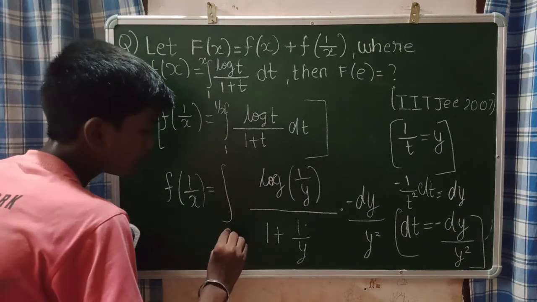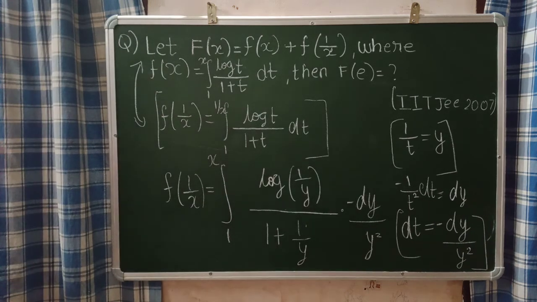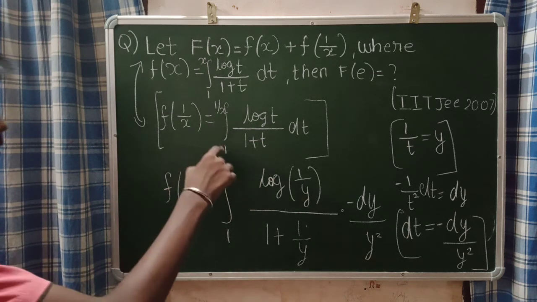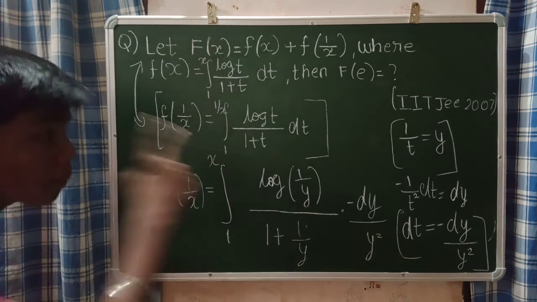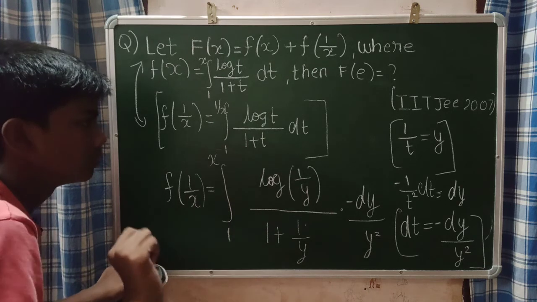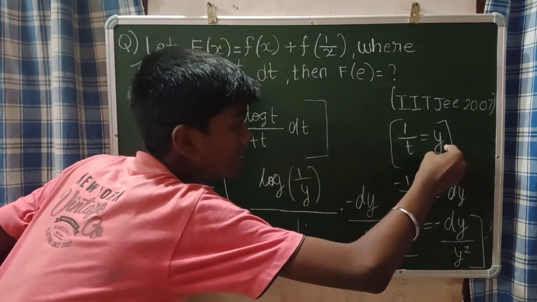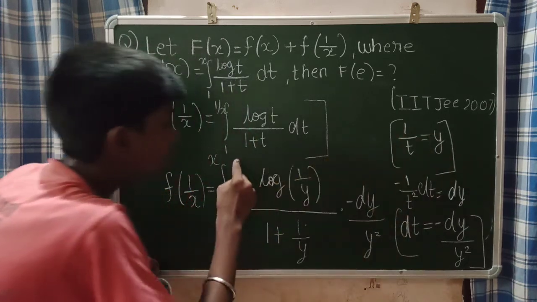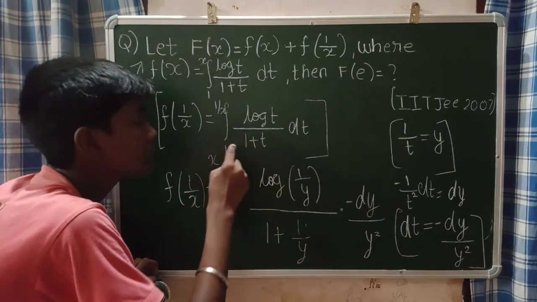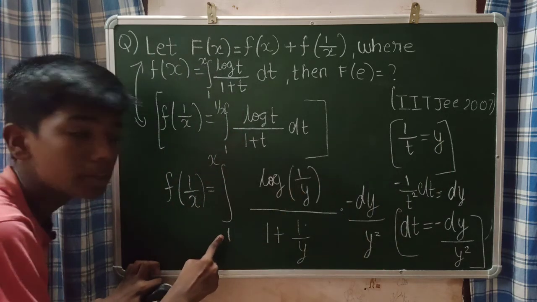Your limits will be nothing but 1 to x. When you take your 1 by t as y here, your limits will become 1 to x. How? It's very simple, guys. When you look at your lower limit, you take your t as 1. When you take your t as 1, you will get 1 by 1 as y, na. 1 by t is only y here. So in the lower limit, when you take t as 1, your 1 by 1 will be 1. That is why your lower limit is 1.